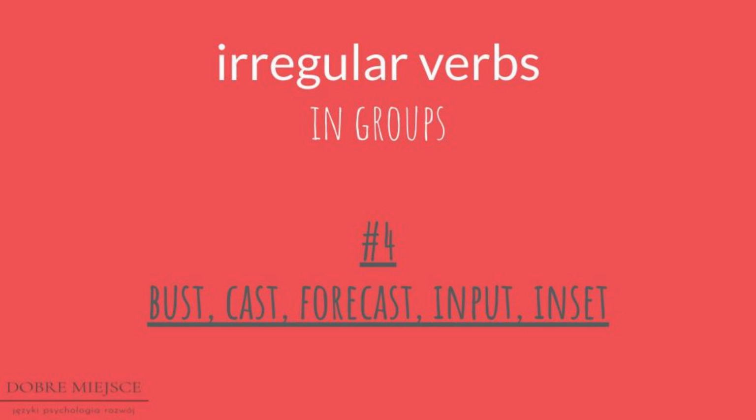And now the last verb from our list today, which is inset. And the forms of this verb are as following: inset, inset, inset. Examples in sentences. Past simple example: the carpenter inset the map into the wall. Past participle example: the tiles were inset into the tables.